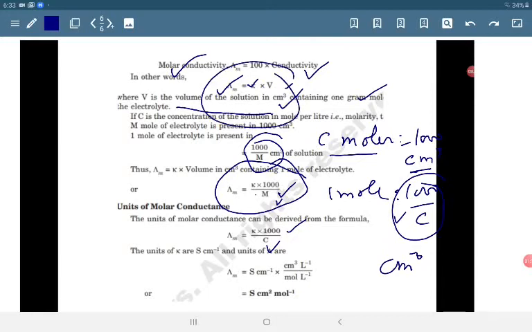This is also an important relationship, kappa into V, where V is the volume of solution containing 1 mole of the electrolyte. Now units of molar conductivity. Units of kappa are Siemens per centimeter. And when we derive this formula, we took the volume of solution as centimeter cube, and C is the number of moles. So liter and liter will cancel out, and ultimately we get the units as S, capital S, centimeter square per mole.